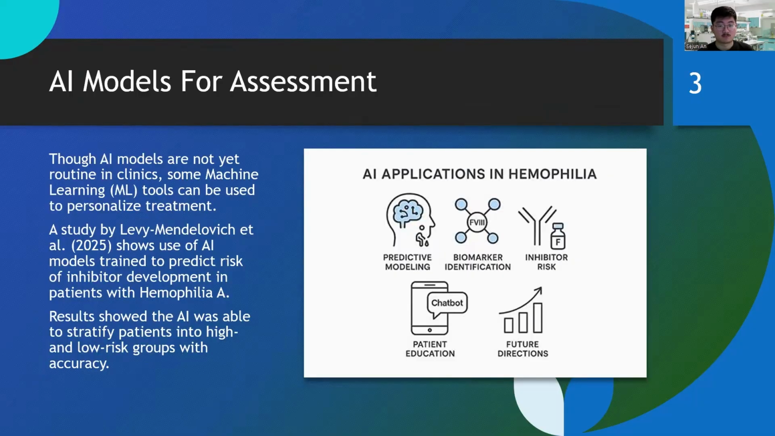AI models are not routinely used in clinics, and risk assessment using machine learning is relatively rare. However, some places, such as the Hemophilia Center of Shiraz University of Medical Sciences, have conducted studies using it to predict inhibitor development in patients with hemophilia A. Results were able to verify that AI could stratify patients into high and low risk groups with good accuracy.